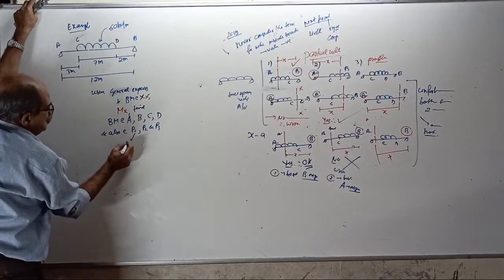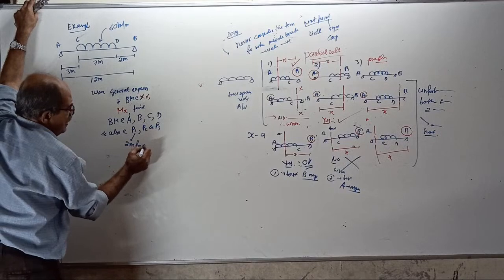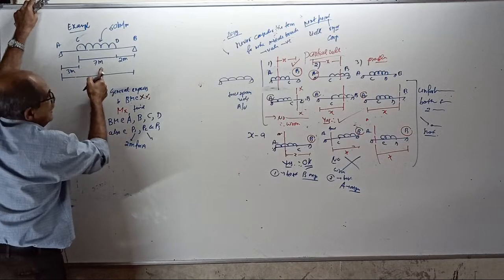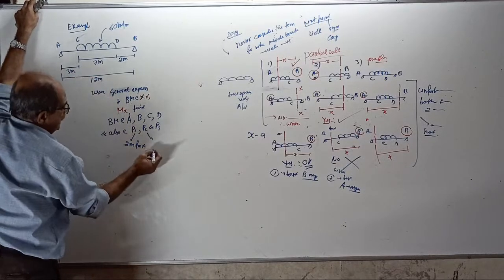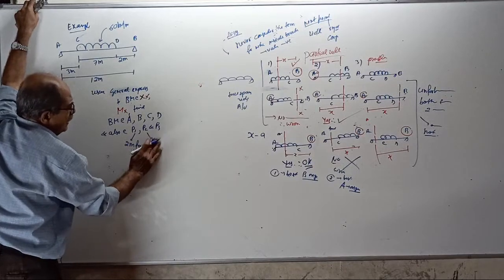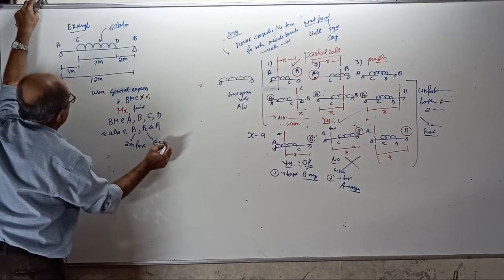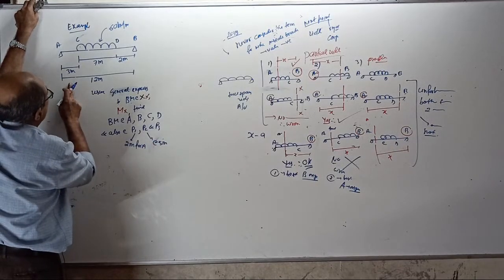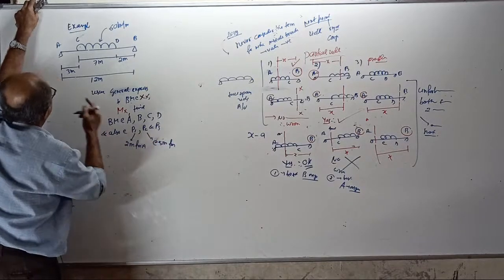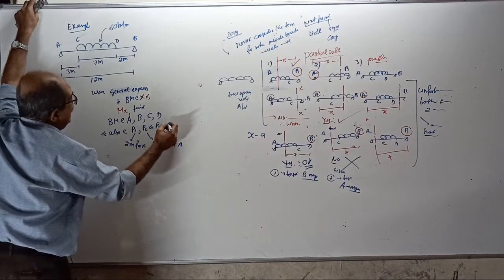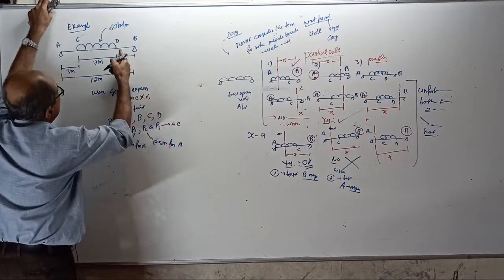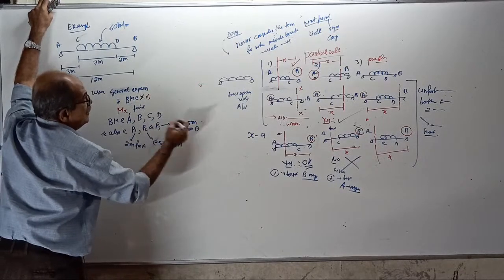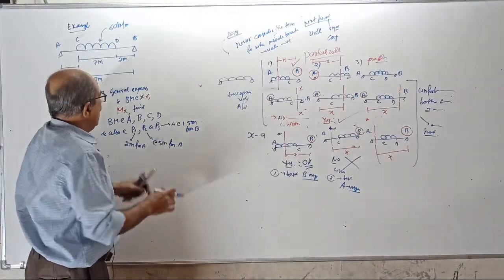P1 is at 2 meter from A. P2 is at 3 plus 2, that is 5 meter from A. P3 is somewhere here, 1.5 meter from B.